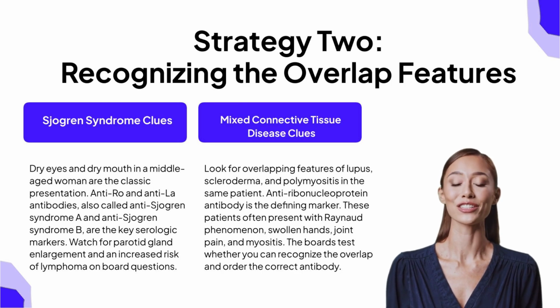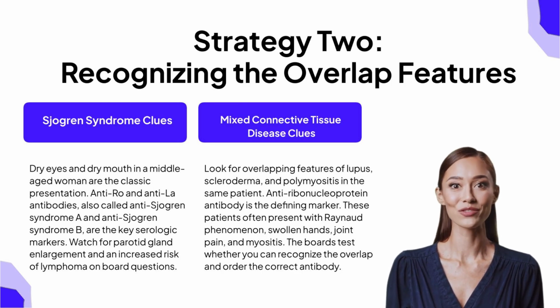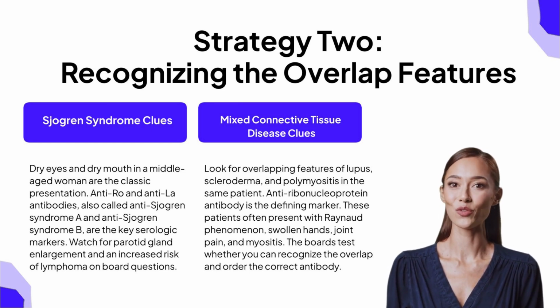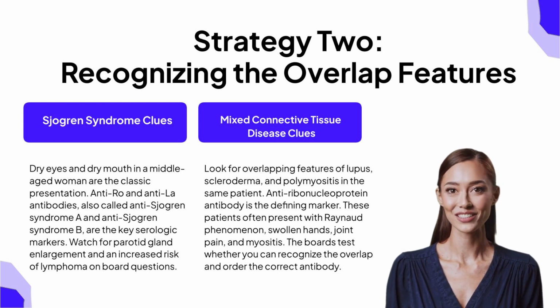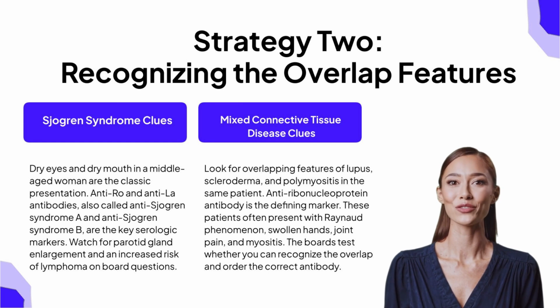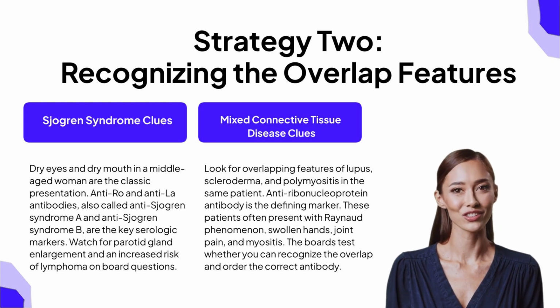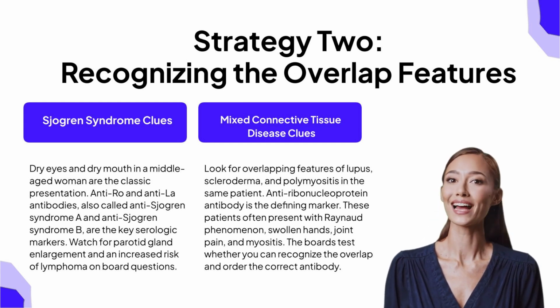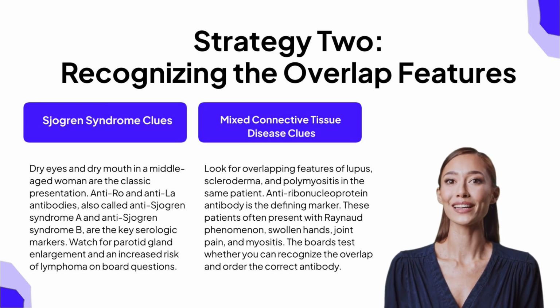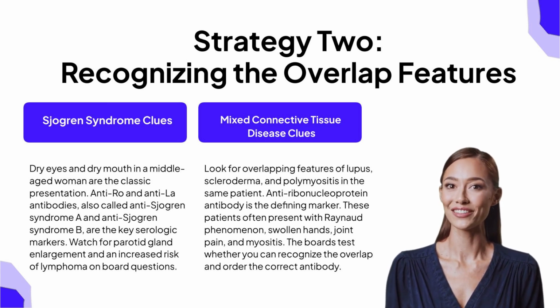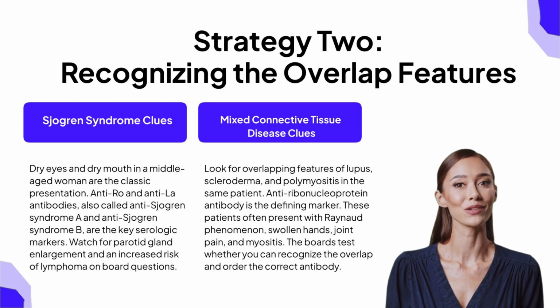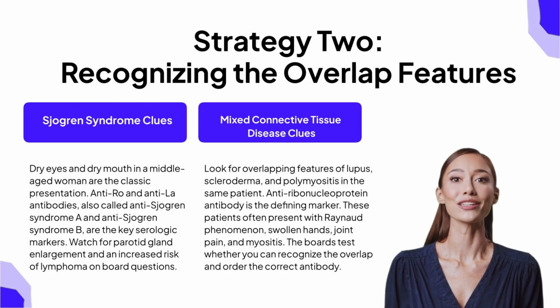Strategy 2 focuses on recognizing the overlap features between these diseases. Sjögren's syndrome has a very recognizable stem on board exams. You will see a middle-aged woman, typically in her 40s or 50s, complaining of dry eyes and dry mouth, which we call sicca symptoms. The key antibodies are anti-Ro and anti-La, also referred to as anti-Sjögren's syndrome A and anti-Sjögren's syndrome B. An important board pearl is the association with parotid gland enlargement and an increased risk of non-Hodgkin lymphoma.